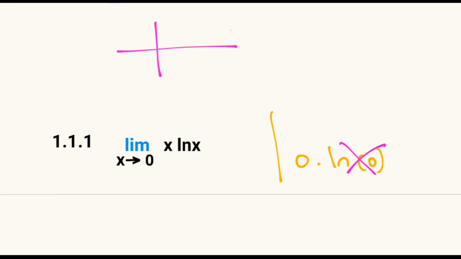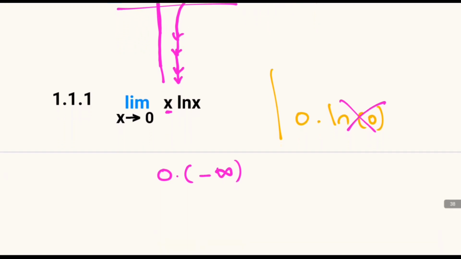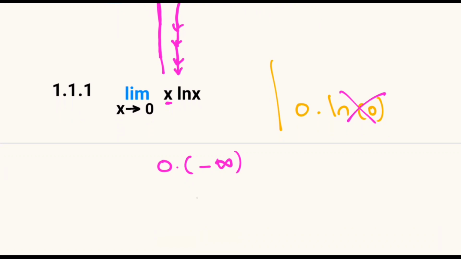We have the graph of ln x, and as x approaches 0, as it approaches this line, this graph will continue to go down to negative infinity. So as x approaches 0, ln x will approach negative infinity, and the function x will just approach 0. So we have the indeterminate form 0 multiplied by negative infinity, so we have to use L'Hopital's rule.